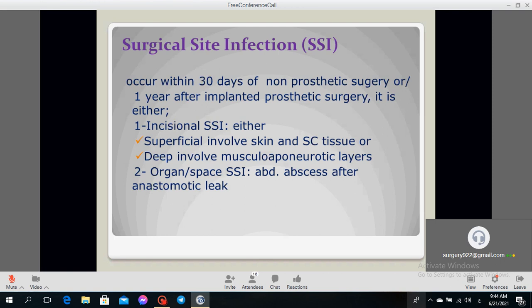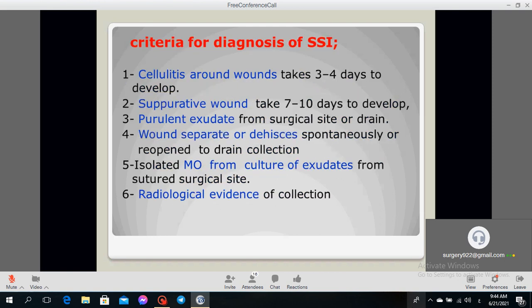What are the criteria for surgical site infection? That means which clinical points should raise an alarm that this is, or is starting to be, a surgical site infection. The first one is cellulitis around the wound. What is cellulitis? It is redness, erythema and tenderness over the skin surrounding the wound. This usually occurs 3 to 4 days after surgical intervention.